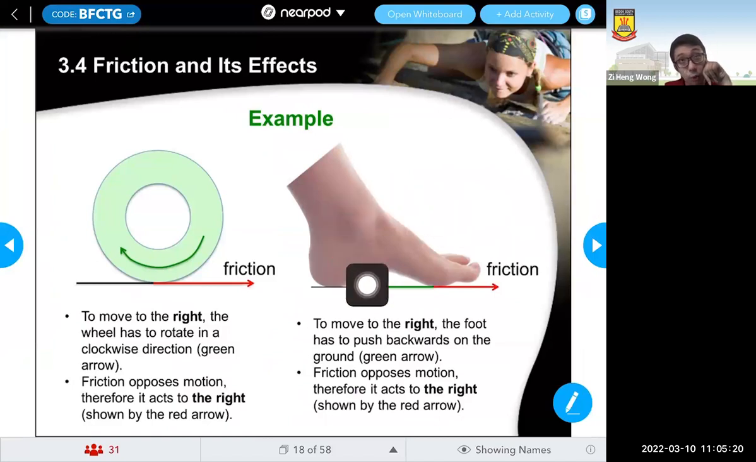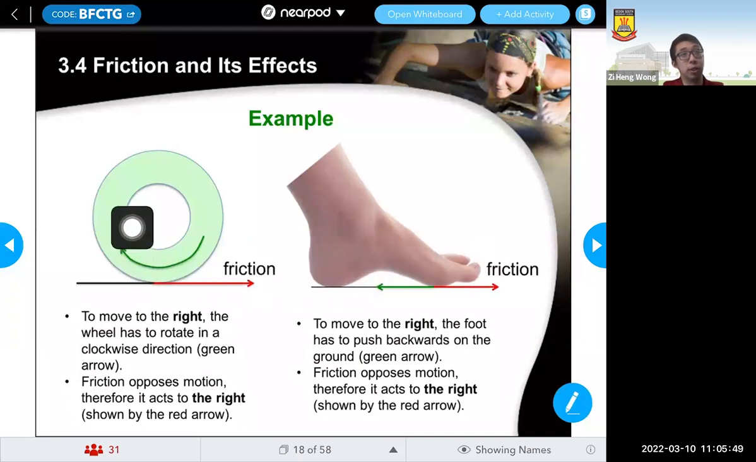in the sense that it's not very intuitive. Friction acts in the opposite direction. So you can see over here, if I have a leg, how do you actually walk forward? You use your leg, you dig your leg backwards, correct? You push backwards, and the friction actually acts in the opposite direction on you and pushes you forward. So that's why when you pull your leg backwards, you can move forward.